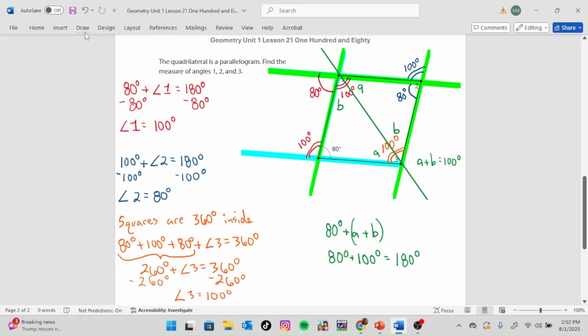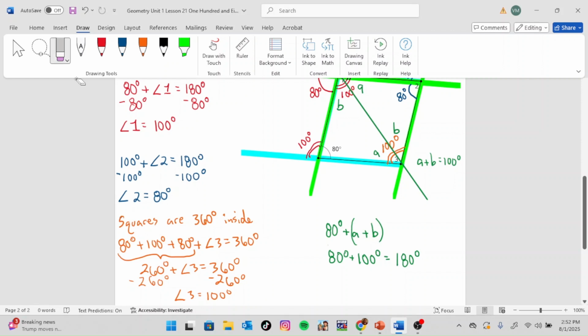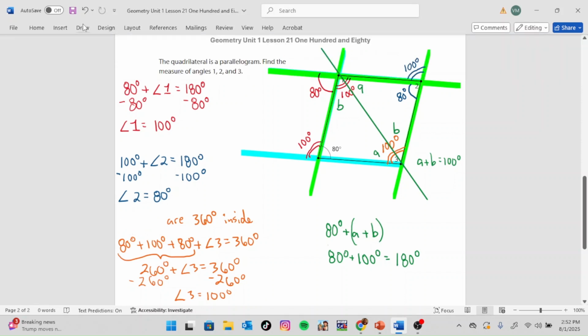I should go back and fix my wording down here in the bottom left. This isn't a square, it's a parallelogram. But the same thing holds true. I took a parallelogram that was 360 degrees. I cut it in half and made two similar triangles. So I took 360 degrees and I cut it in half. And now each triangle has 180 degrees.